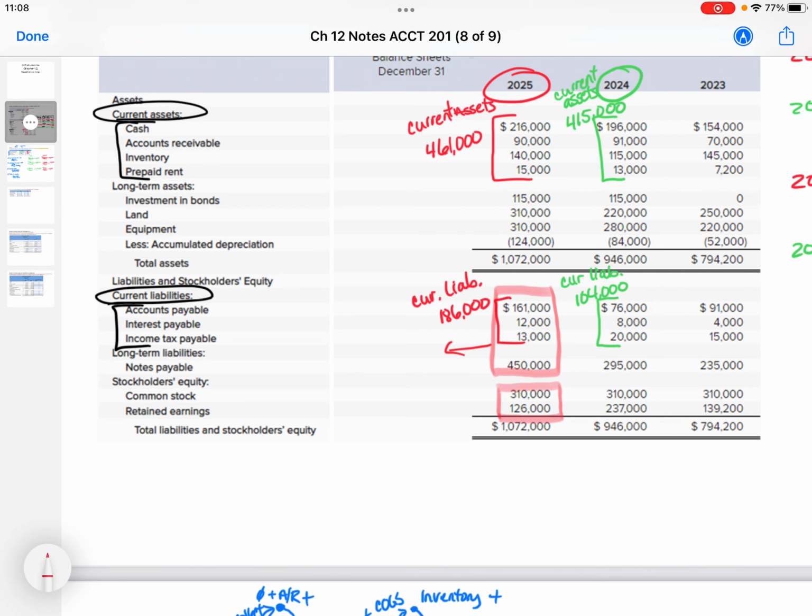So for total liabilities, we're looking at $636,000. So this would be total liabilities. That's for the current year. And then $436,000 for total equity. I'll just put an E.